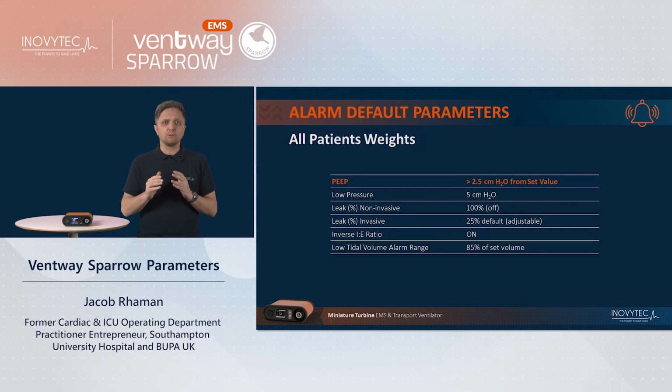The leak default of the non-invasive ventilation parameter is either off or 100%. For invasive ventilation, this is 25%, which is set as a default but can be adjustable. The inverse IE ratio is set to on, and the low tidal volume range is set to 85% of the set volume.